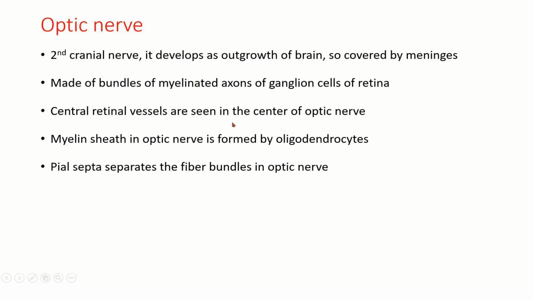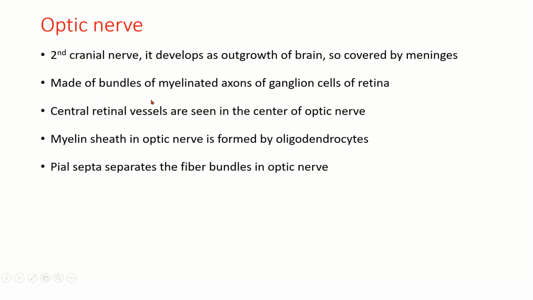Then what is the difference between a peripheral nerve and an optic nerve? The optic nerve develops as an outgrowth of the brain. So here it will be myelinated by oligodendrocytes. The first difference: peripheral nerves are myelinated by Schwann cells, whereas the optic nerve is myelinated by oligodendrocytes. As we have discussed earlier, the peripheral nerve is covered by epineurium, perineurium and endoneurium, and here the optic nerve is covered by meninges.